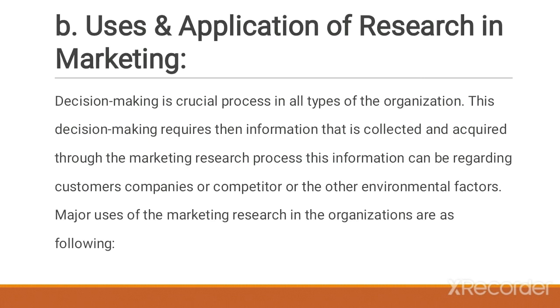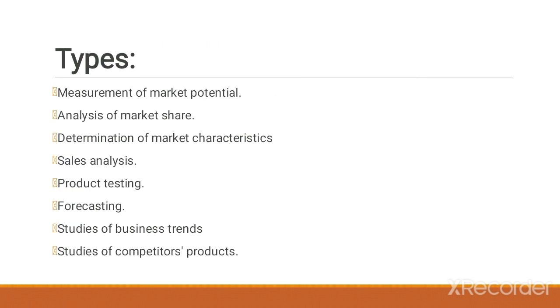Decision making is a crucial process in all types of organizations. This decision making requires information that is collected and acquired through the market research process. This information can be regarding customers, the company, competitors or environmental factors. Major uses of market research in organizations are as follows: measurement of market potential, analysis of market share, determination of market characteristics, sales analysis, product testing, forecasting, study of business trends, study of competitors' products.